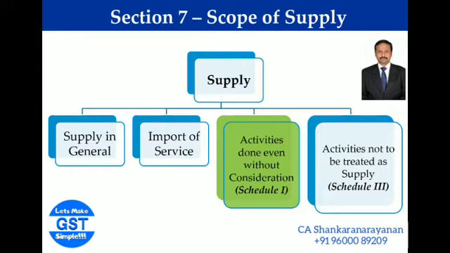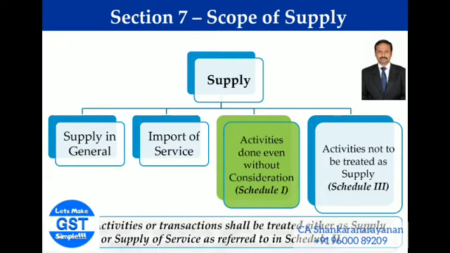Now what we are going to see is those transactions which, even if they are not coming under the first two categories, neither getting satisfied under general supply nor coming under import of service, the department says, I want you to pay GST on that. How do they say that? They say it by way of notifying those transactions under Schedule 1. So what is this Schedule 1 called? Schedule where the activities done even without consideration, supply of goods or supply of services done without consideration, is considered to be a supply, which in easy terms we can call deemed supply.